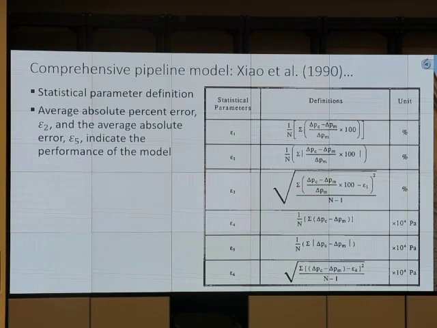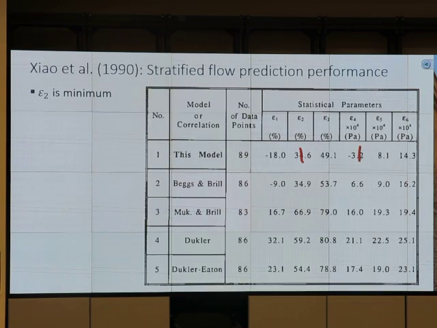Epsilon 2 has an absolute value. Epsilon 3 is like the standard deviation. Okay, epsilon 4, epsilon 5, something. We focus more on epsilon 1 and epsilon 2.